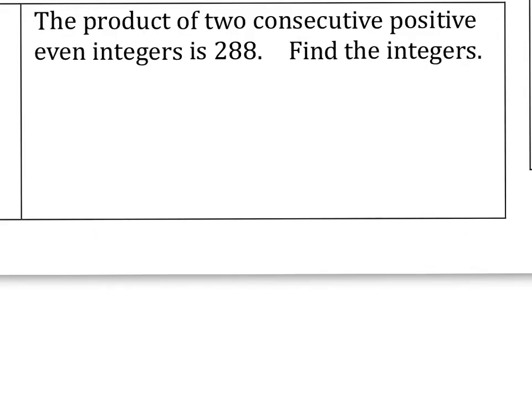The product of two consecutive positive even integers is 288. Remember, consecutive means one number after another right next to each other, okay? So we want them to be positive. So we can say the first even integer will be 2x. The second even integer will be 2x plus 2. And the product again is equal to 288. Now let's first simplify. So this will be 2x squared plus 2x, which equals 144. Now we can keep simplifying.